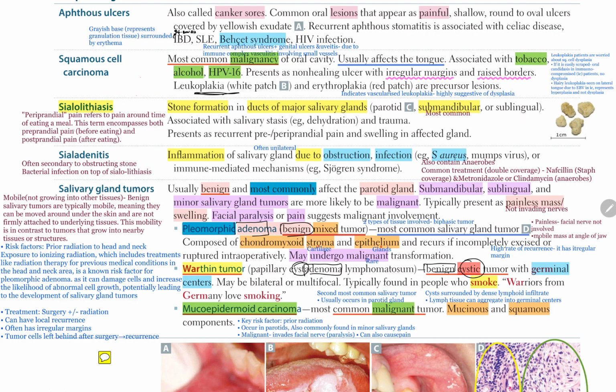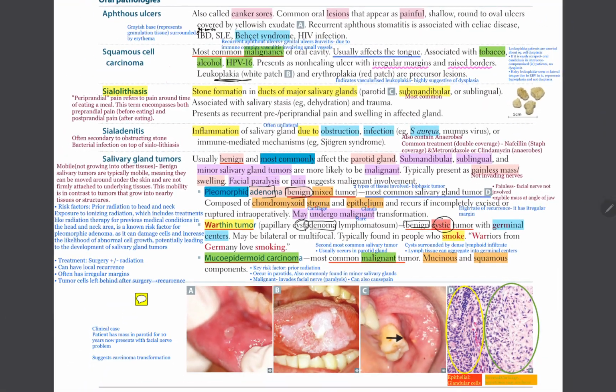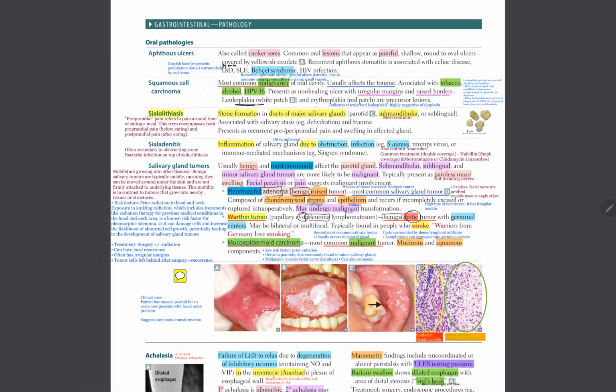Then comes sialolithiasis. Sialolithiasis is a stone formation in the ducts of the major salivary glands. As we know, the major salivary glands are the parotid gland, submandibular gland, and sublingual gland. Let's have a sneak peek into this a little bit.